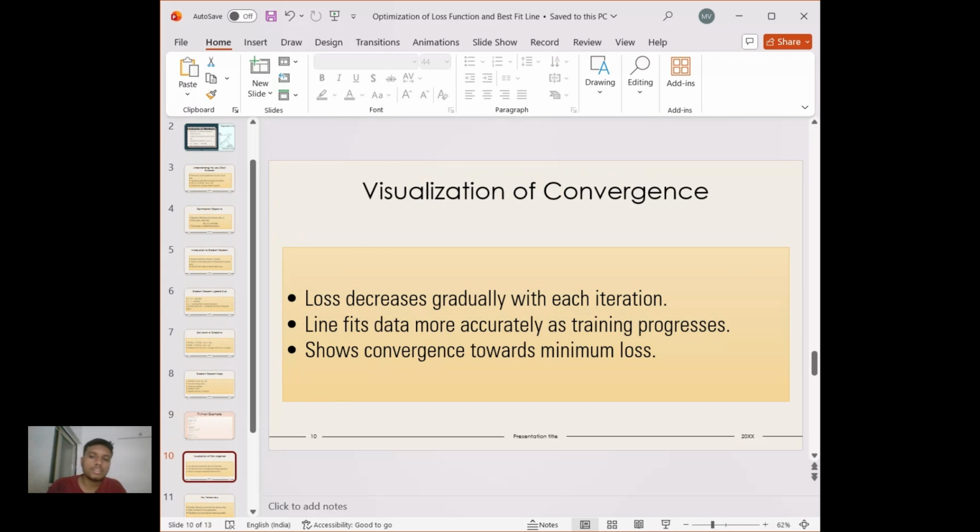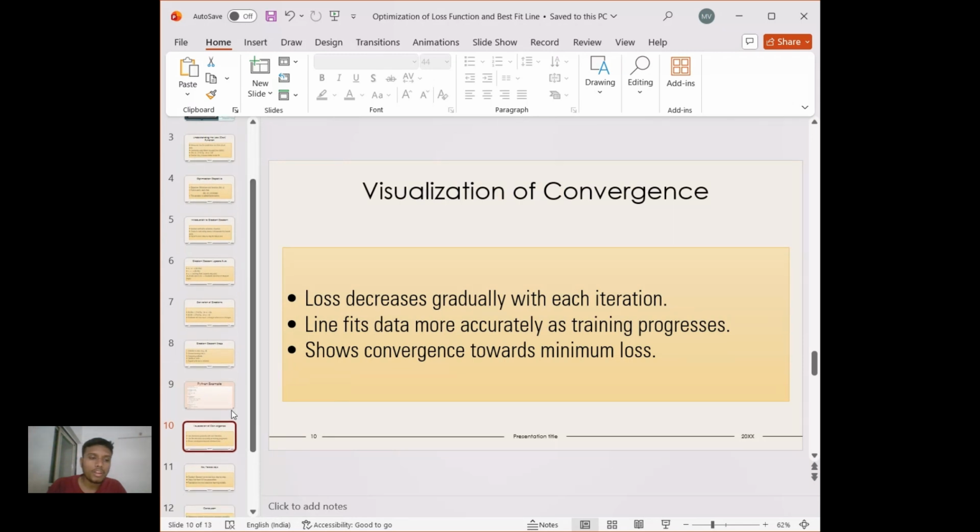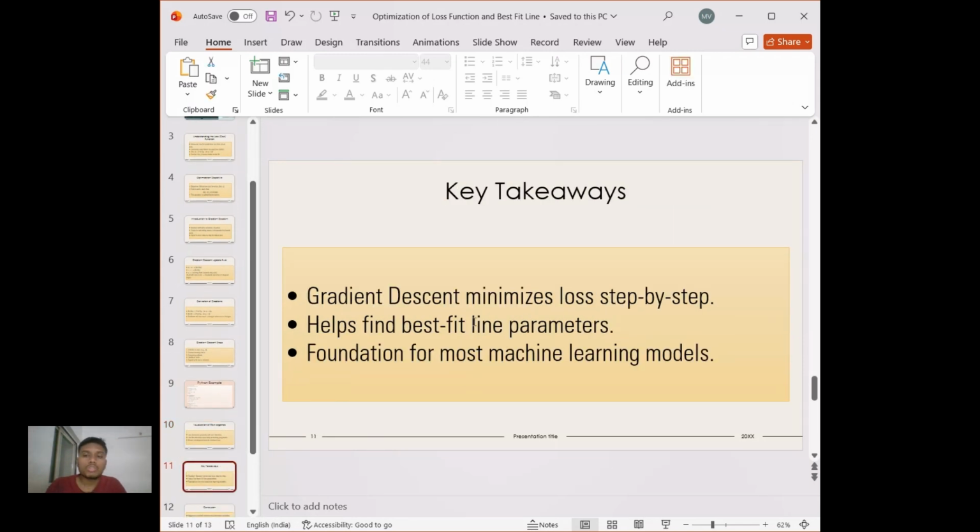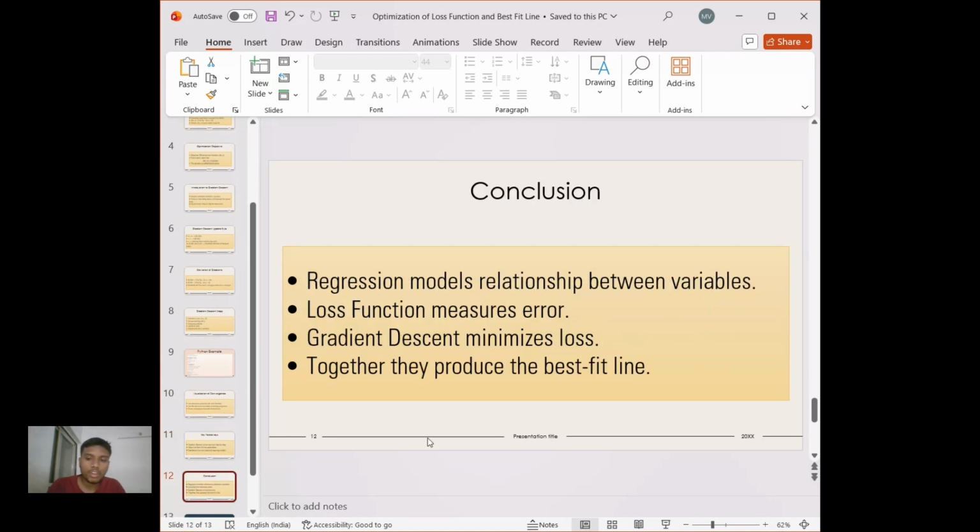So to summarize the key points, gradient descent is used to minimize the loss function. It helps us to find the best fit line in regression. The algorithm works by taking small steps in the direction of minimum error. It is a fundamental concept not only in regression but also in training advanced machine learning models and neural networks.